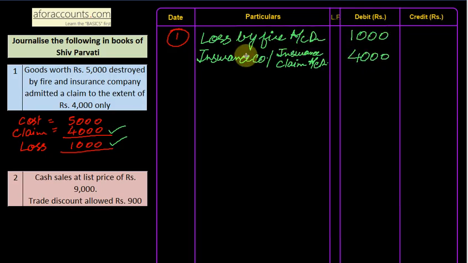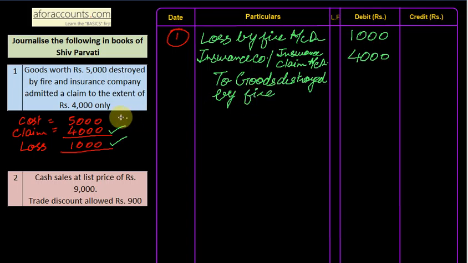Loss by fire account debit, insurance claim account debit to what? Goods चले गए हमारे. So to goods destroyed by fire, total 5,000. Okay, the narration will be goods destroyed by fire and insurance company accepted the claim till 4,000. Okay, that is your narration. Now, number 2 entry.